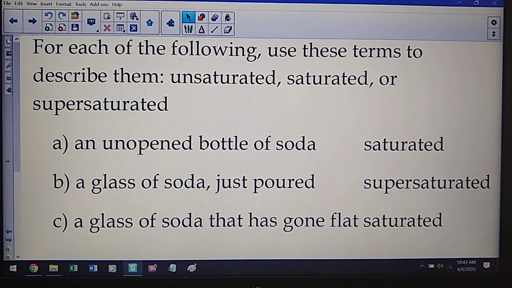Well, an unopened bottle of soda is saturated. If you look in the bottle, you don't see anything undissolved, but you don't see anything coming out of the solution either. So it's packed full with as much carbon dioxide as it can. It is saturated. But once you pour it out, B, it's just been poured, at that point it freaks out. It's trying to dump all the excess carbon dioxide, so stuff is coming out of it that you didn't try to dissolve, meaning it's supersaturated. For C, where it's gone flat, well, it's dumped out all the excess carbon dioxide, but at that point, all the excess is out, leaving whatever's in there just what it can hold, making it saturated.